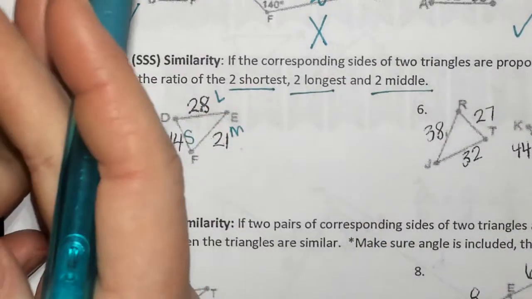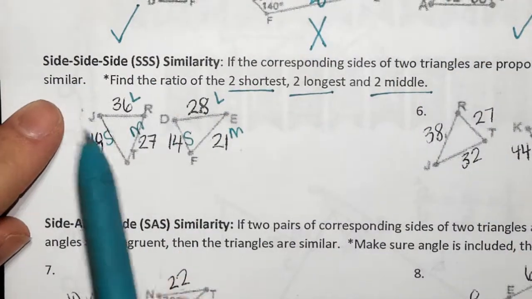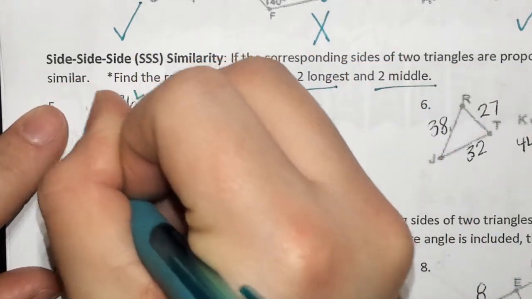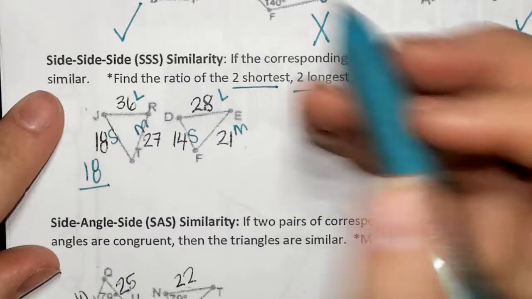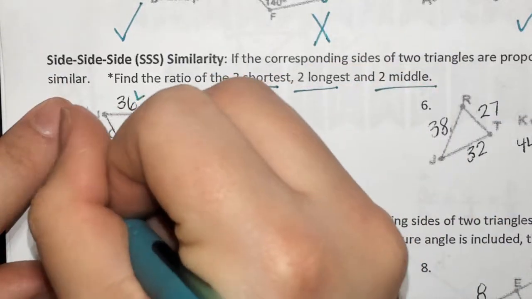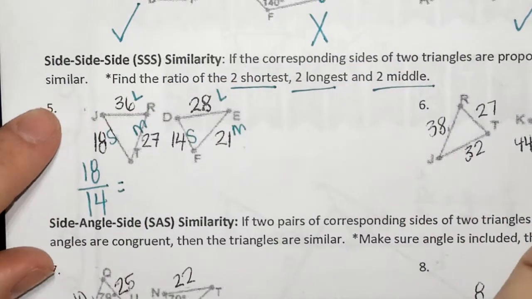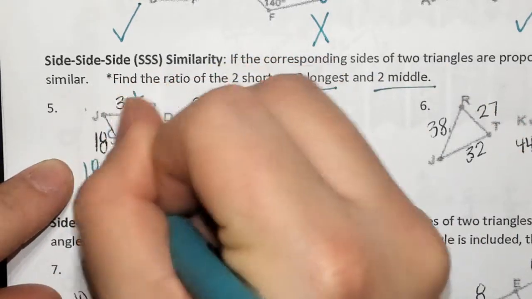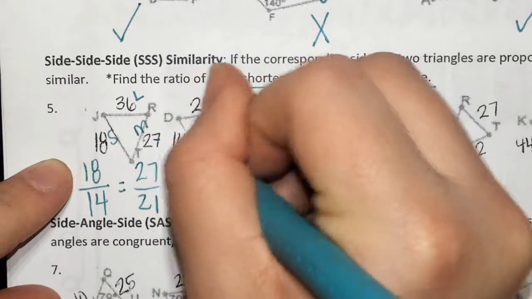So remember, I always read it like a book. So I always start with this triangle that's on the left side. So I would set 18, because it's the small, to the small over here, which is 14. 18 to 14, and then we'd have 27 to 21, and then we'd have 36 to 28.